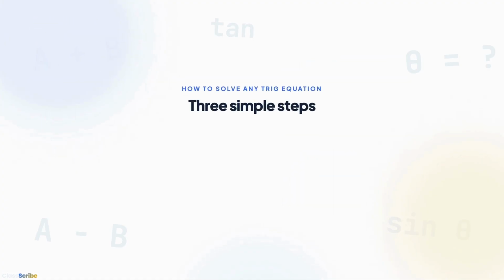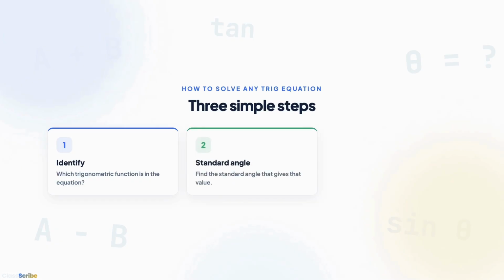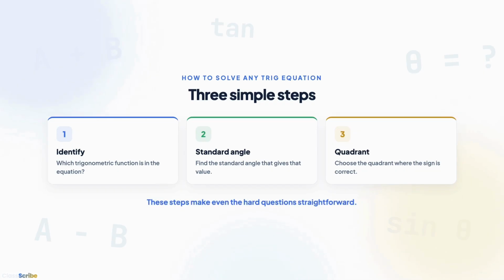Whenever you solve a trigonometric equation, always follow 3 simple steps. First, identify the trigonometric function. Second, find the corresponding standard angle. Third, identify the correct quadrant where the function is positive or negative. Following these steps makes even difficult questions much easier.